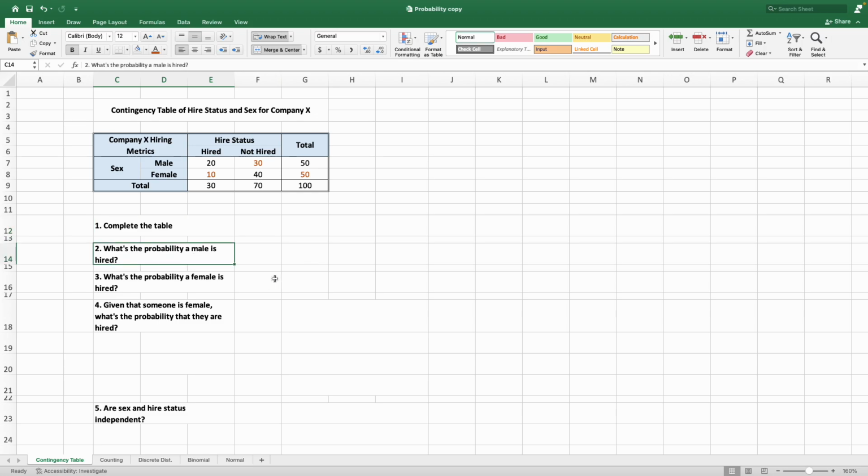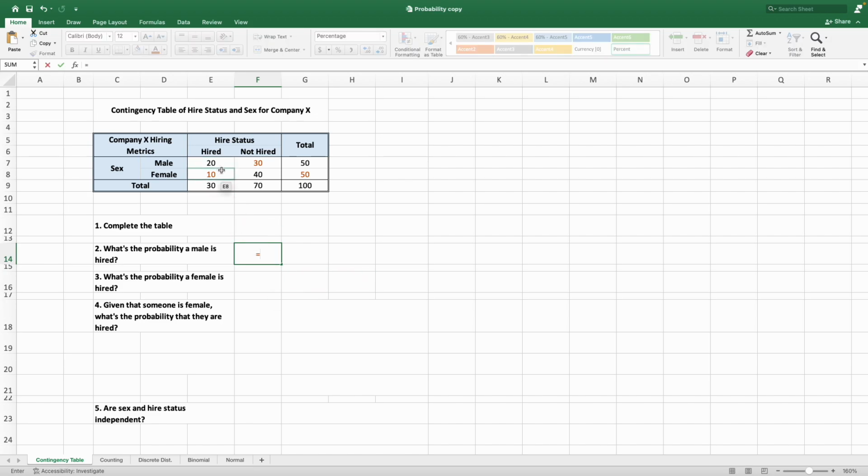Next, what's the probability that a male is hired? Let's think about this. We've got 20 hired men, and we have 100 total people. So why don't we just do 20 divided by 100? Let's do equals the total number of hired males divided by our sample space, or in this case an application pool, which is 100 people. We get 20%.